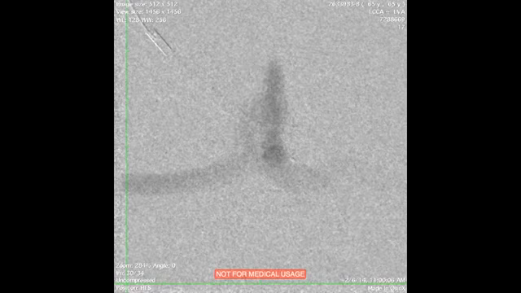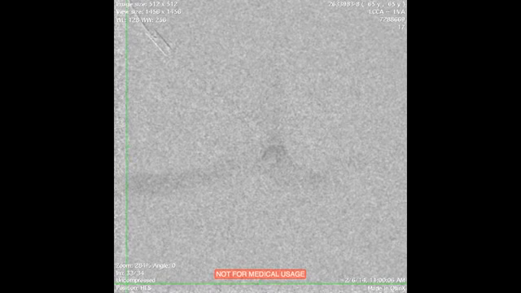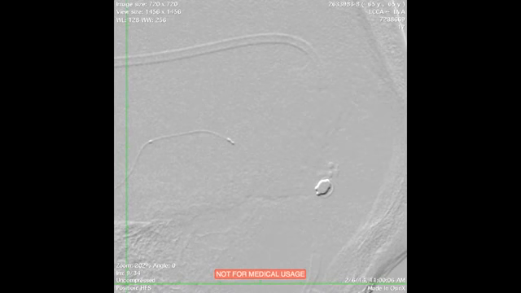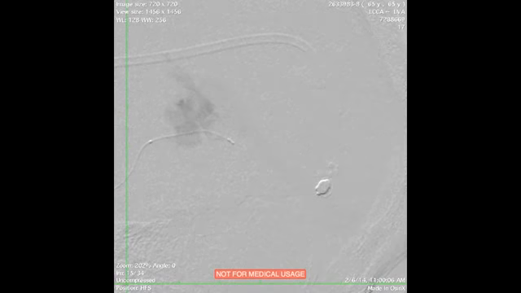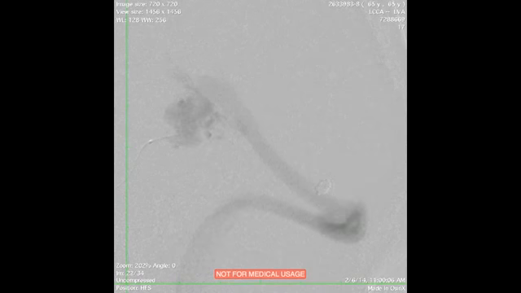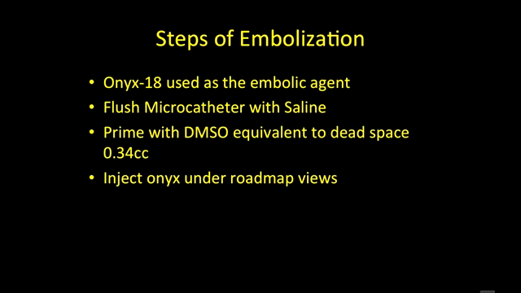And every effort should be made to place the tip of the microcatheter as close as possible to the fistula pocket to allow its appropriate obliteration with the embolic agent. This is a lateral angiographic run from the microcatheter again, where you can see that we're at the very distal end of that left PCA meningeal branch.